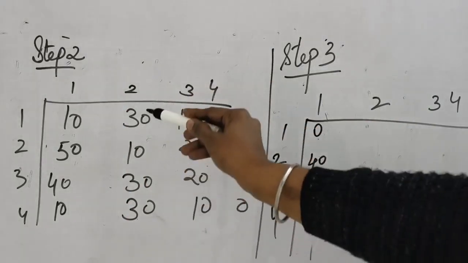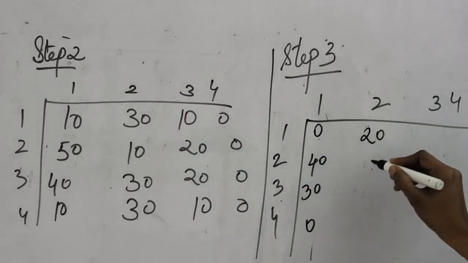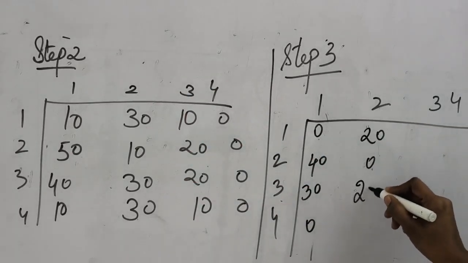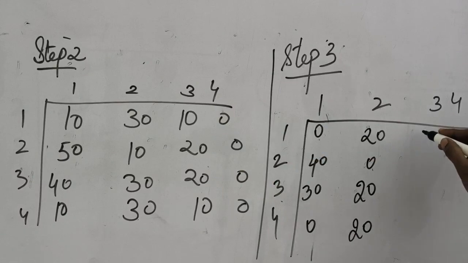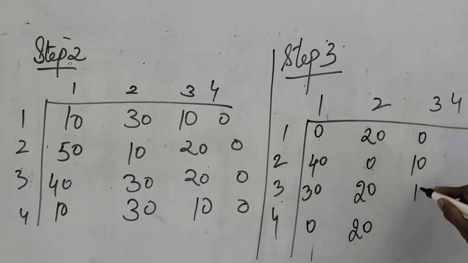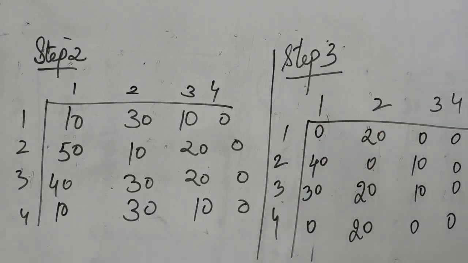In the second column, I can see the minimum element is 10. So this will be 20, 0, 20 and 20. In the third column, again we can see the minimum element is 10. So it will be 0, 10, 10, 0. In the fourth column, I can see all are zeros. So it will be the same like this. So now after this step, we will move ahead with step number 4.